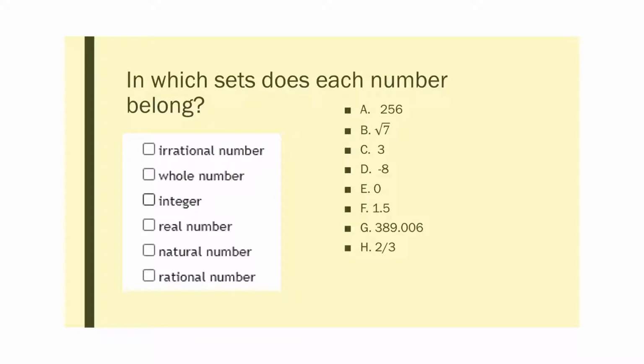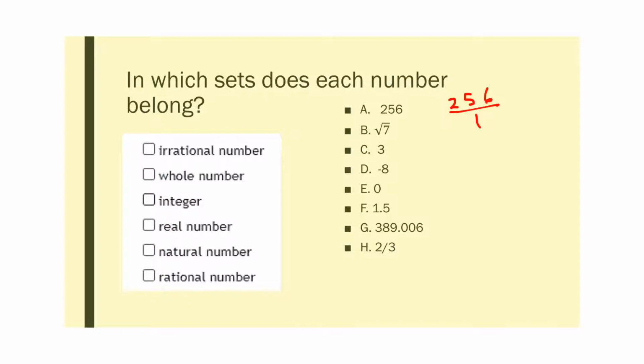So let's classify these numbers according to this list. I've got, for A, 256. So that's a whole number. That's an integer. It's a real number. It's a natural number. And it could also be considered a rational number because the fraction 256/1 is the ratio of two integers.